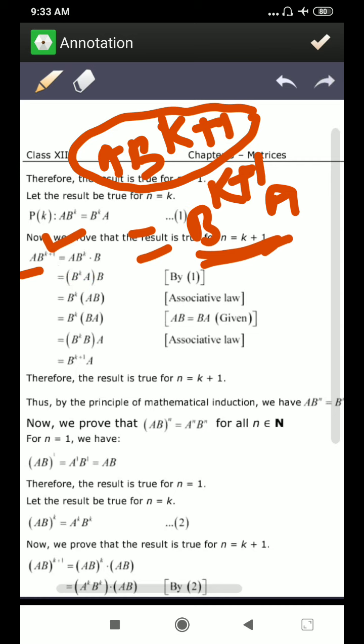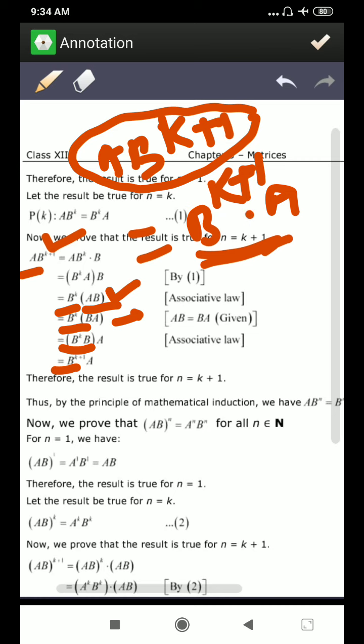You can apply the associative law. B raised to power k you can take out and write it as B^k into AB. Now AB is already given equal to BA, so replace this AB by BA. So it will become B^k into BA. Again apply the associative law. Put the bracket for these two and take A outside. So B^k into B will become B raised to power k plus 1, into A. And the same thing you have to prove, which we are able to prove.